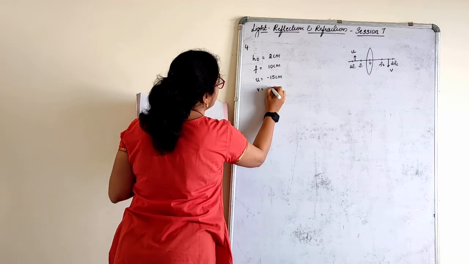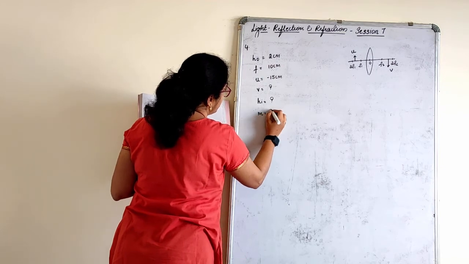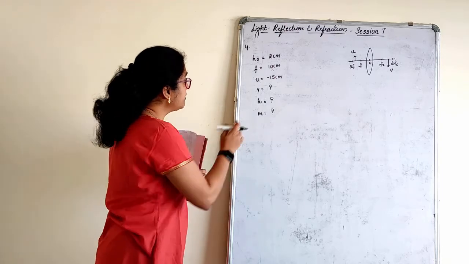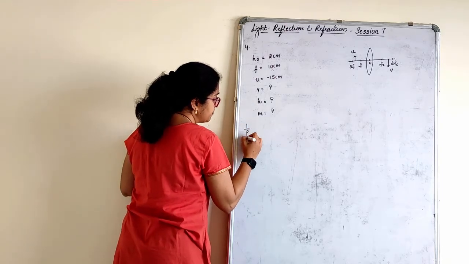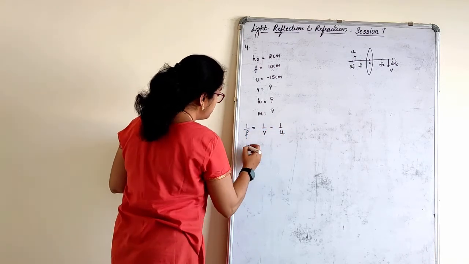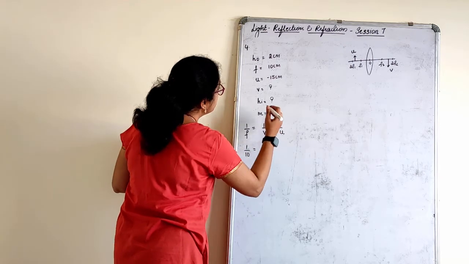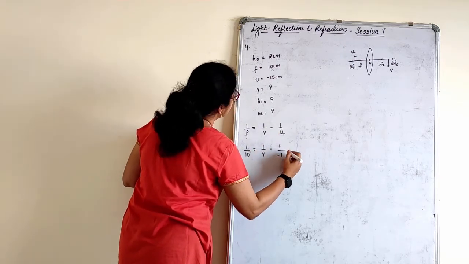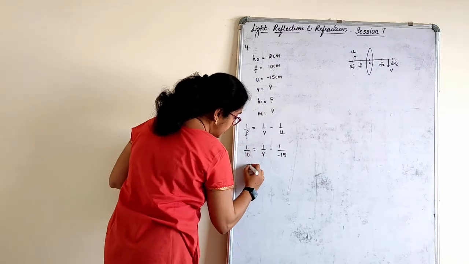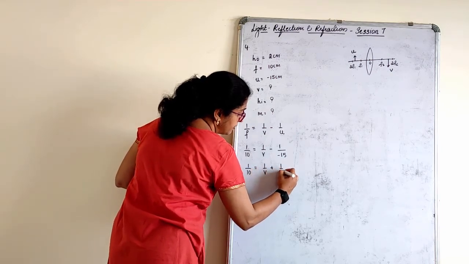So V is to be found out, size of the image is to be found out, along with that magnification also is to be found out. Again a direct question it is. Let's start quickly with the formula what we know. Lens formula, 1 by F is equal to 1 by V minus 1 by U. So 1 by F is 1 by 10 is equal to 1 by V, which we have to find, minus 1 upon minus 15. First write accordingly what it is. Now this becomes plus. 1 by 10 is equal to 1 by V plus 1 by 15.